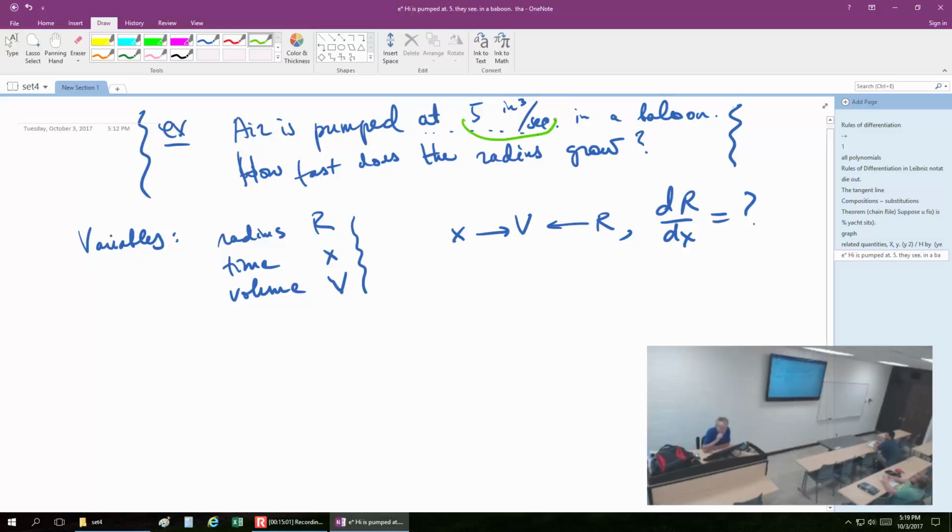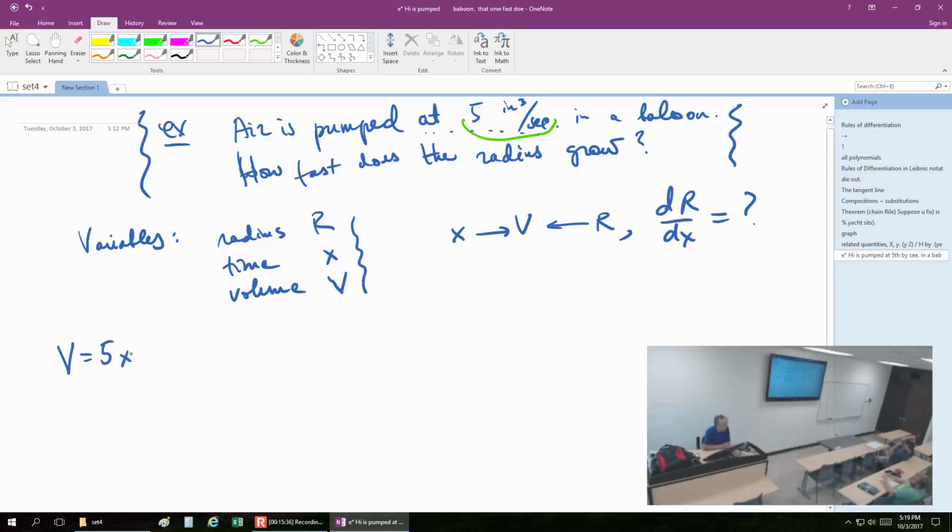used, in particular this one: the air is pumped at 5 cubic inches per second. How do I translate this into the language of r, t, and V? V equals 5t. Almost. That would be a correct answer if the rate was constant. I'm not saying this is incorrect. So you're saying 5t, right?